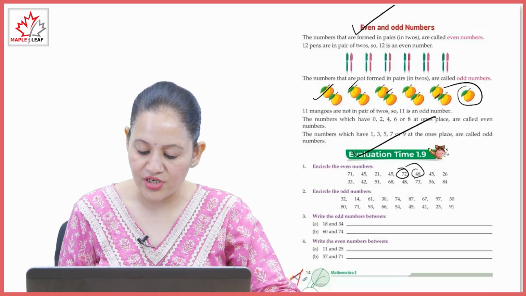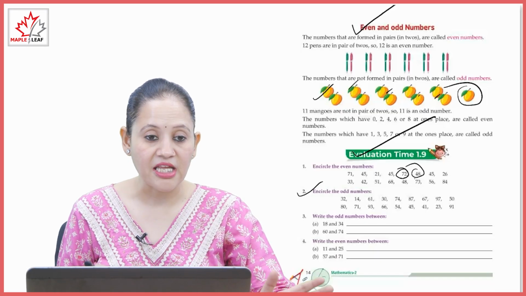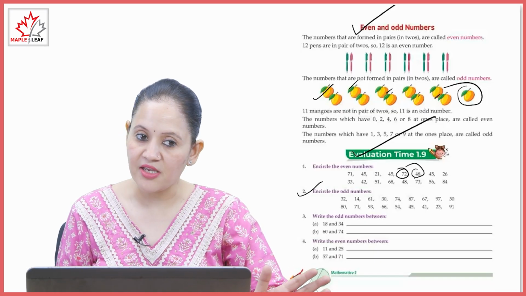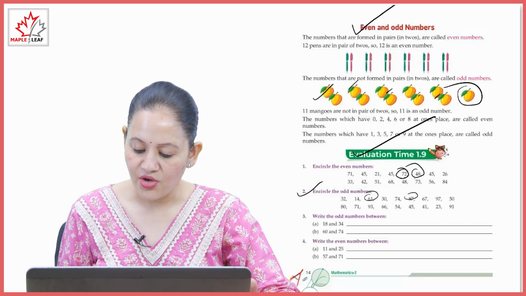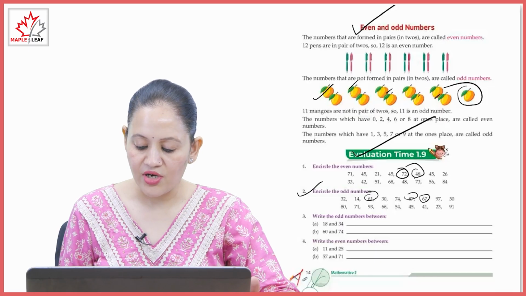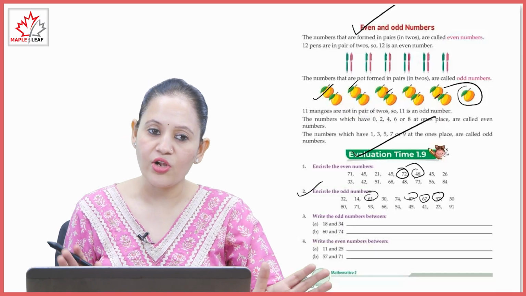Next is encircle the odd numbers. So odd numbers are those numbers which have 1, 3, 5, 7 and 9 at one's place. So this is an odd number, odd number, odd number, odd number. Like this we'll circle all the odd numbers.